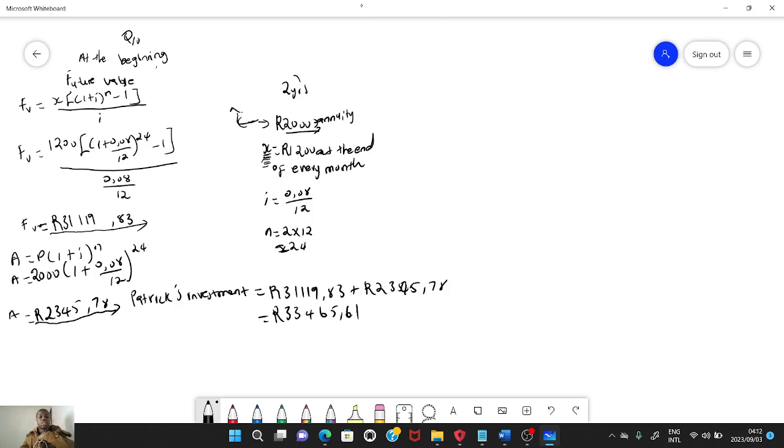Note we are not adding 1 here, because the payment that was made at the beginning is not part of the annuity. It's not a monthly payment. It's a once-off payment which is going to grow at a certain percentage. So now we are done with the first question.